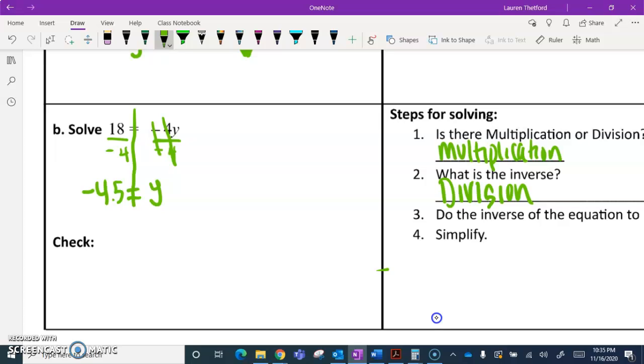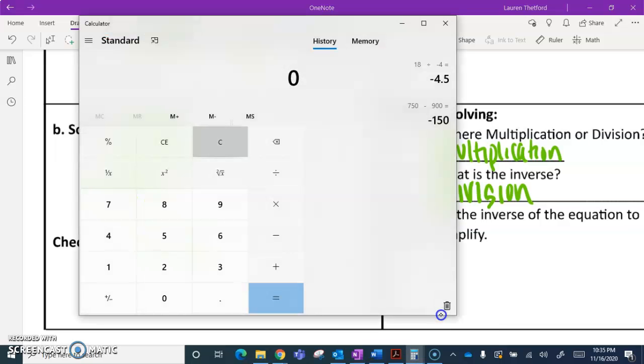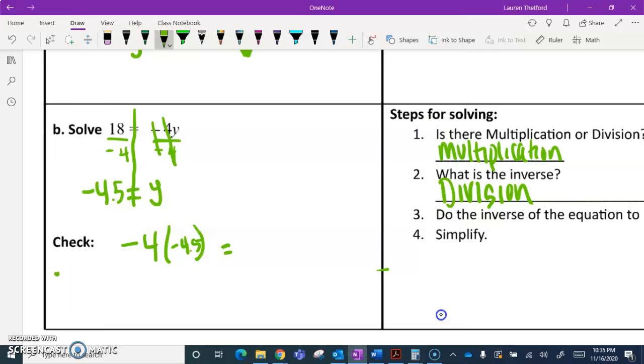So now let's make sure that this answer is correct. So whenever I multiply by -4, it should give me 18. So I was multiplying by y, but now I know that y equals -4.5. So let's plug that in instead. So -4.5 times -4, that does give me 18. So we know that we got our answer correct.